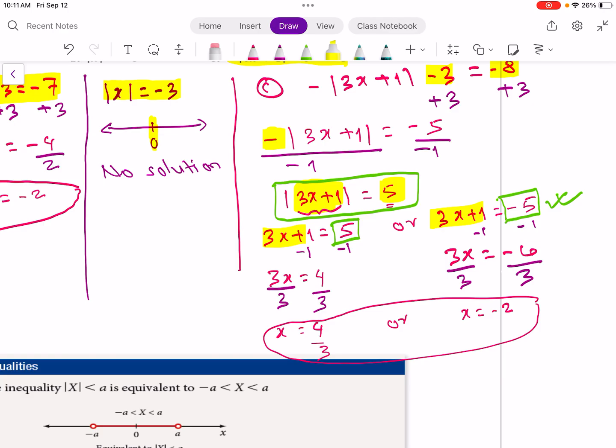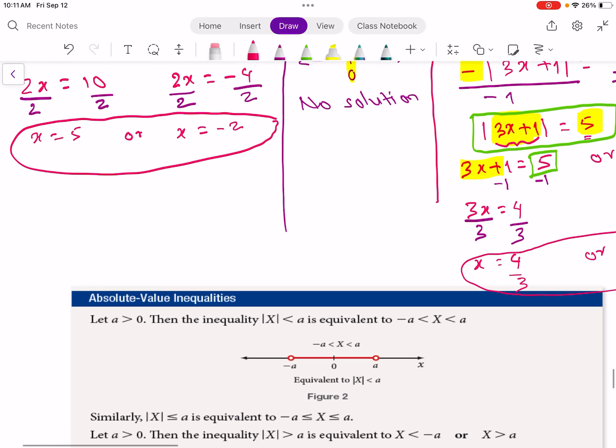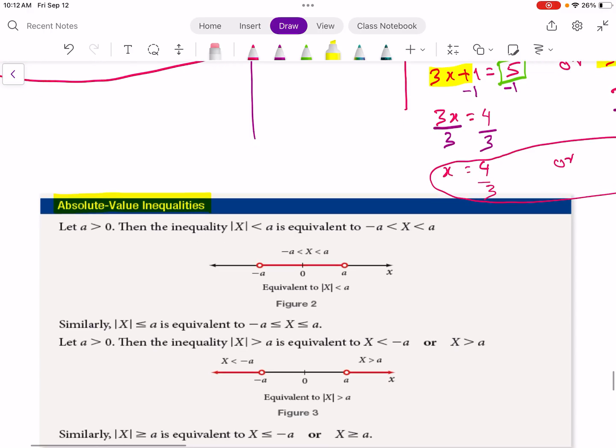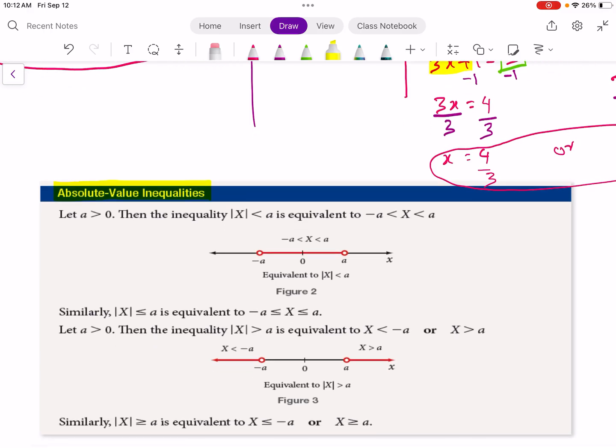Okay, now let's go ahead and do the next one. Next here we have absolute value inequalities. In our yesterday's class we talked about linear inequality, right? Now here we have absolute value inequality. Just let me rewrite this.